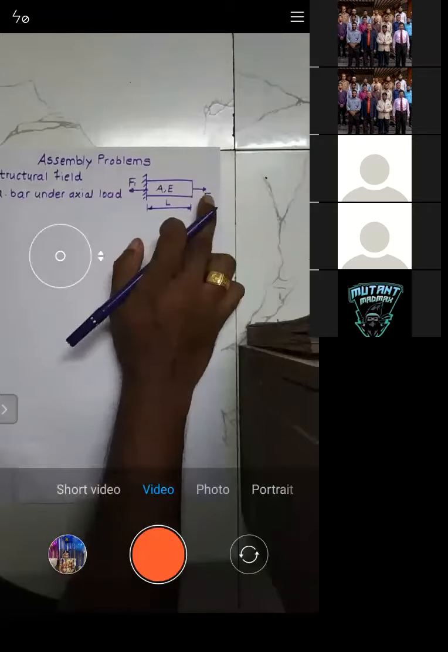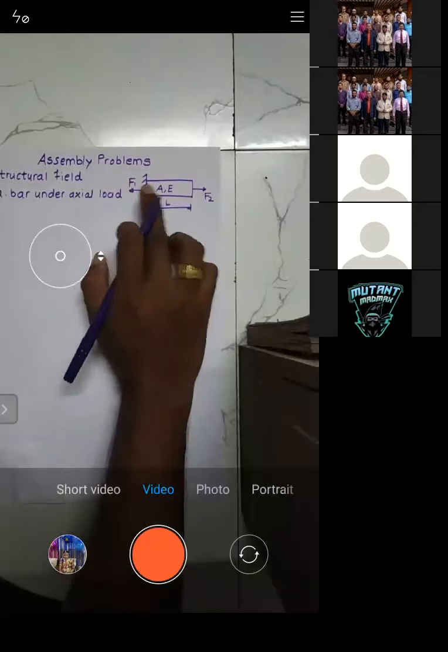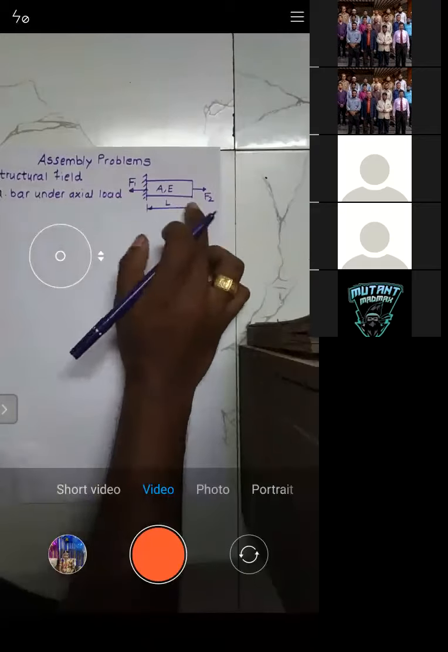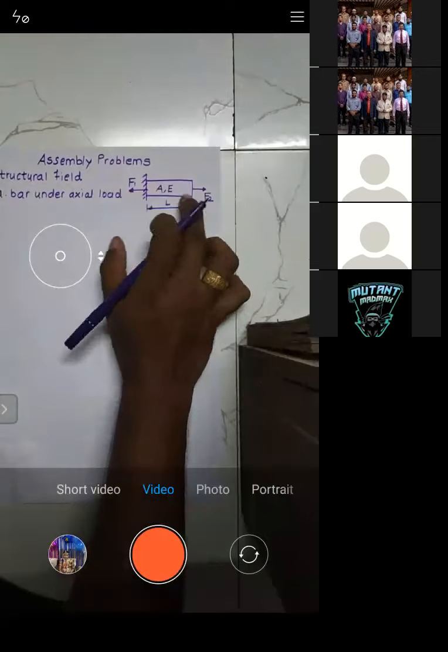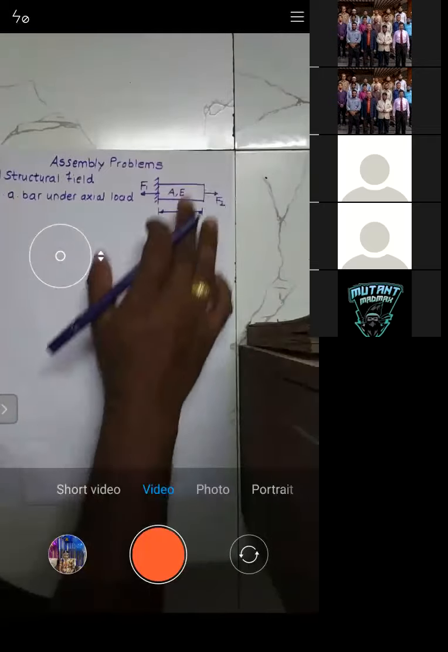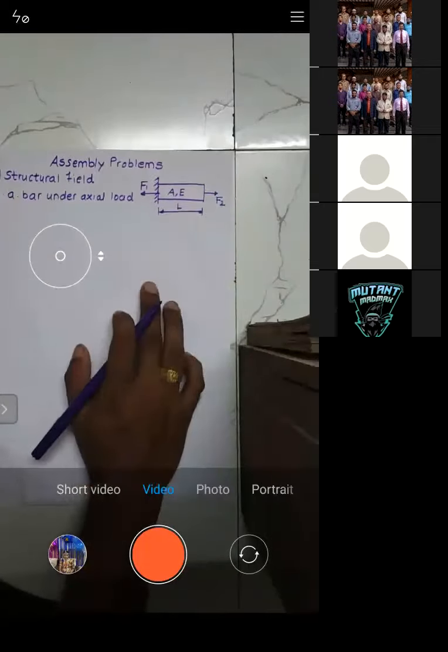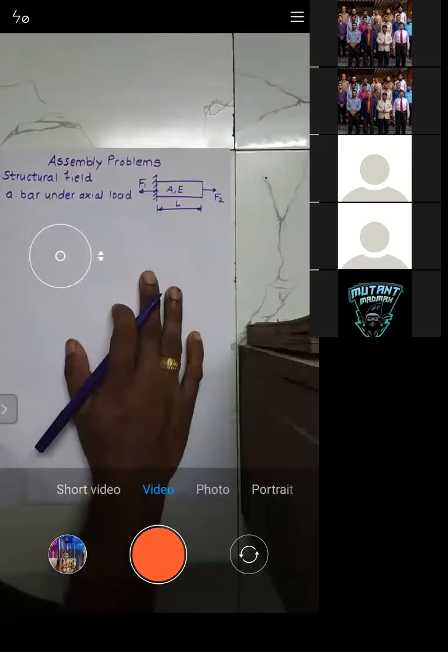Obviously, F1 and F2 are equal but opposite in direction, because F2 is the force applied and F1 is the reaction generated due to the applied force F2. So have you understood this case? Is it okay with the case?